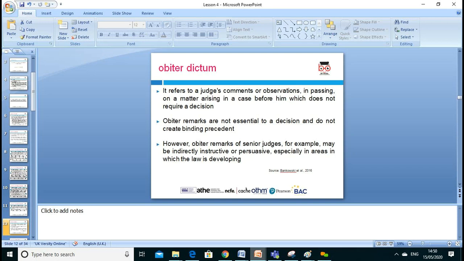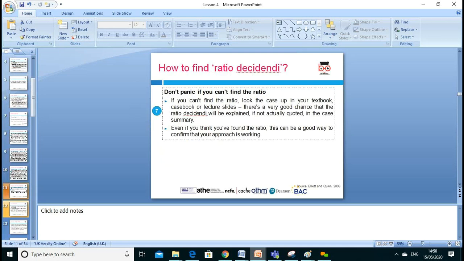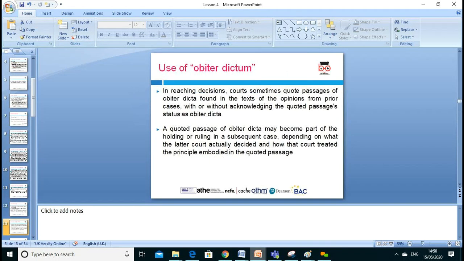A remark of the senior judge, for example, may be indirectly instructive or persuasive, especially in the area in which the law is developing. Maybe somebody says the law is weak here, yes? There can be other matters we can look around.